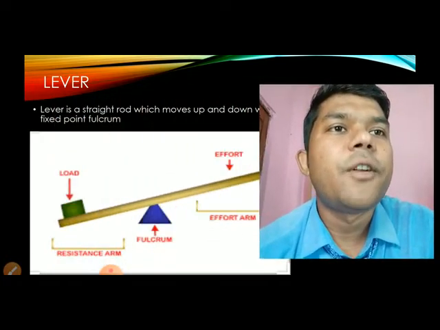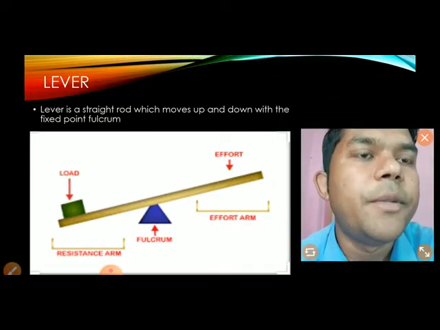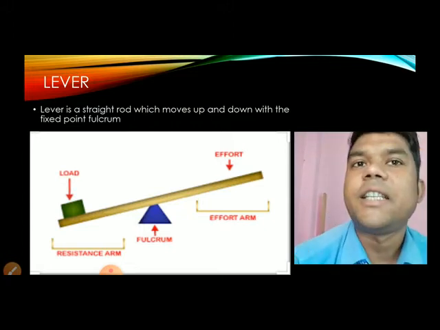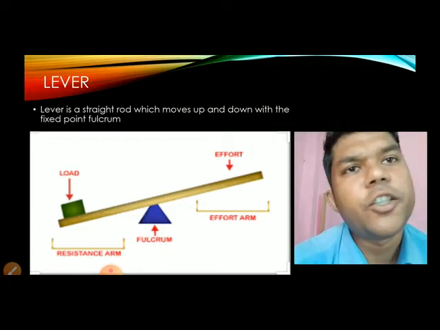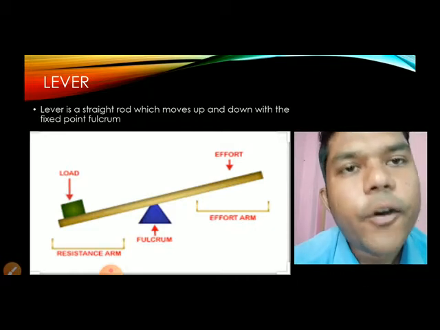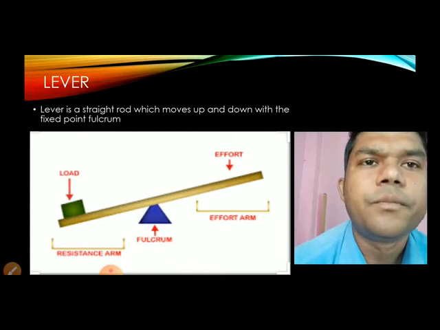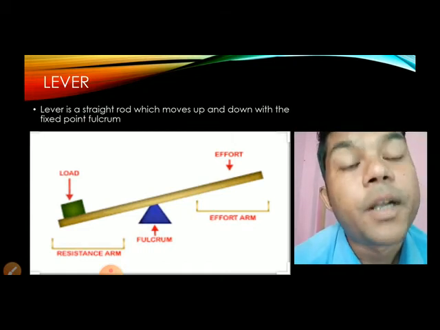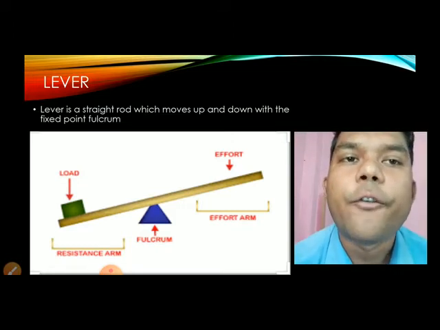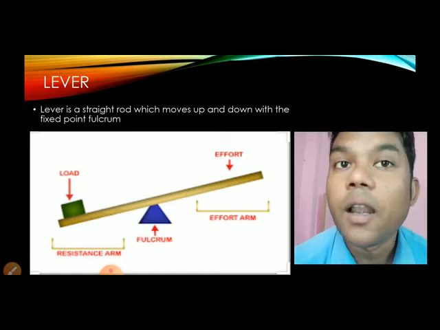Starting from the lever. Shortly, in the study class also we discussed the lever. So what is a lever? Again I'll revise that. A lever is a straight rod which moves up and down with a fixed point, called the fulcrum. It may be made of anything, wood, plastic, metal, but it should be almost straight, and when the fulcrum is below it, it can move up and down. That is called a lever.